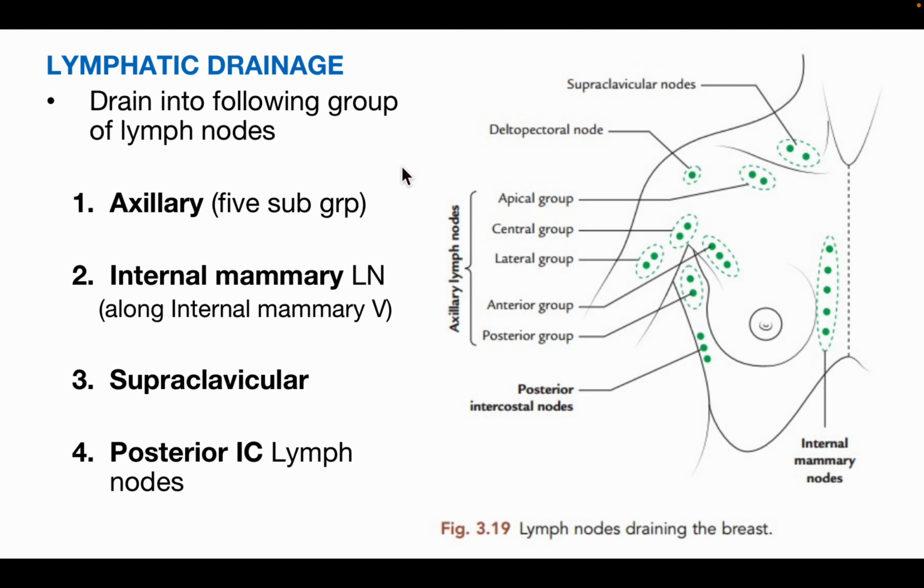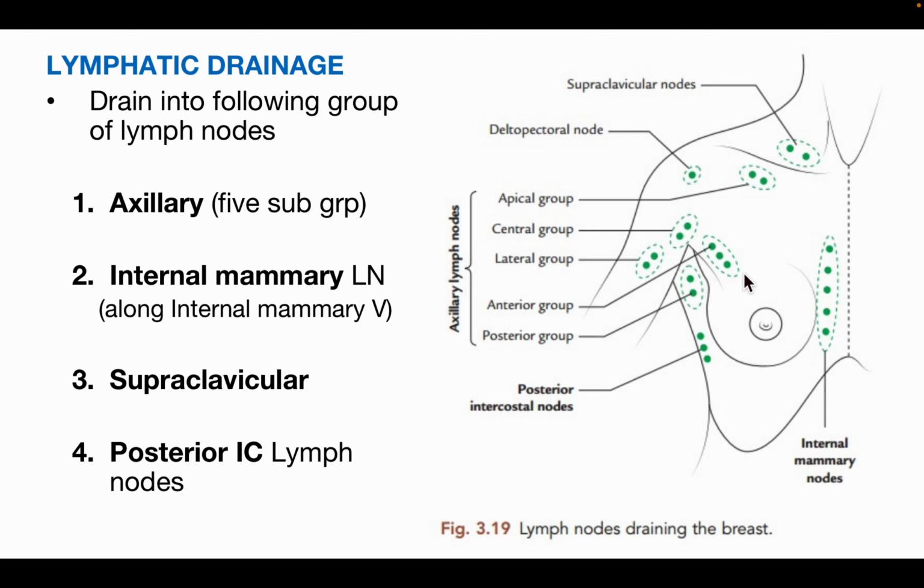Now we have the lymphatic drainage. So lymph is drained into the following groups of lymph nodes. So we have to know the lymph nodes. We have the axillary lymph nodes, and again axillary lymph nodes are divided into 5 subgroups. We will learn the names. Then there are internal mammary lymph nodes, supraclavicular lymph nodes, and posterior intercostal lymph nodes.